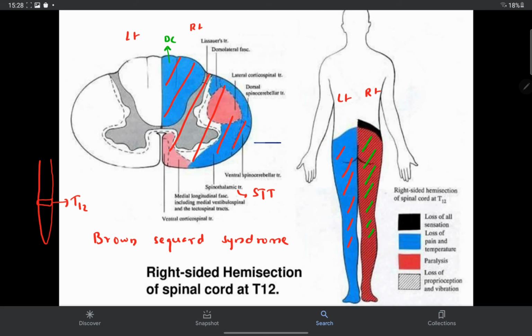Then the corticospinal tract will be affected. As this is at the level of the spinal cord, the lesion effect will be on the same side, below the level of the lesion. So you can say that at the level of the lesion, there is loss of all sensations. All sensations are lost at the level of the lesion because no fibers can enter.